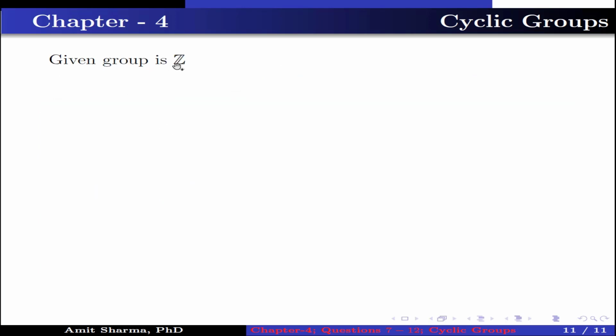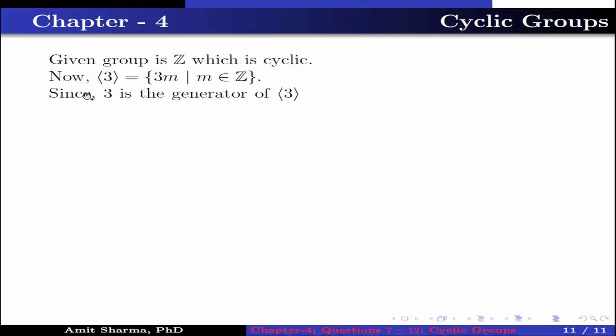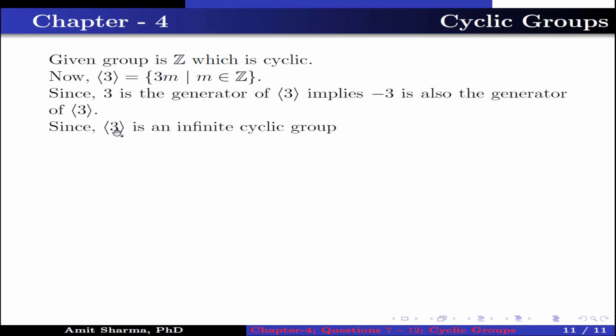Now, given group is Z, which is a cyclic group. Now, the subgroup generated by 3 contains the elements 3m where m belongs to Z. Since 3 is the generator of this group, this implies -3 is also a generator of this subgroup. Since the subgroup generated by 3 is an infinite cyclic group, this implies it has only two generators, 3 and -3.